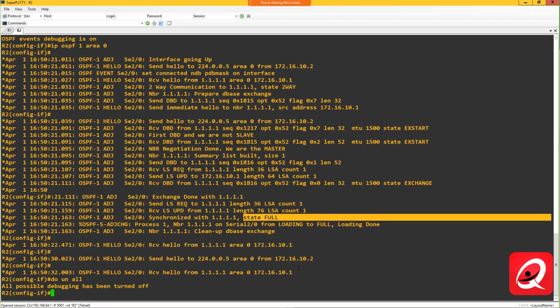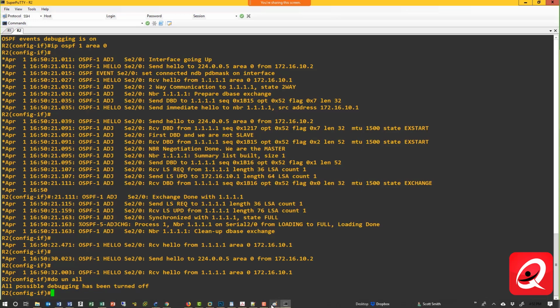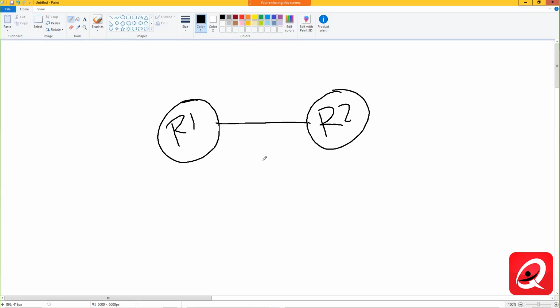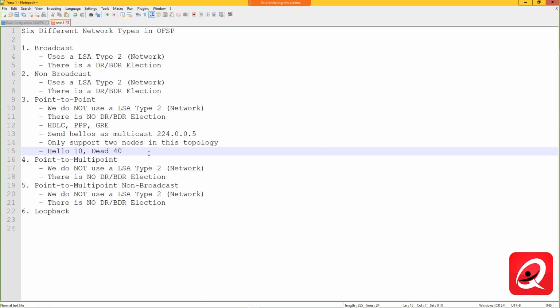All right? So this is really one of the simplest types of networks that you can deal with, where you basically just have this point-to-point link running, we'll just say in this case, HDLC, and the routers do automatic neighbor discovery. They do not do a DR/BDR election. The hello and dead timers are 10 seconds and 40 seconds respectively by default. And we just go through the normal adjacency state machine to establish the adjacencies between the peers.